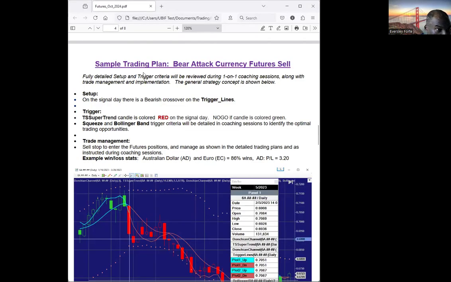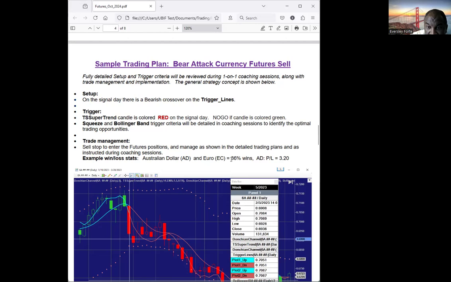On the trading plan, you'll see the setup, trigger, and trade manager. The setup is visually what you look for, the bearish cross. The trigger is the confirmation, the detailed stuff. But what you see on the plan for every currency is the win-loss percentage and the P&L.